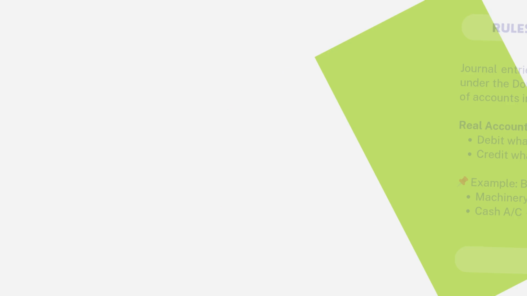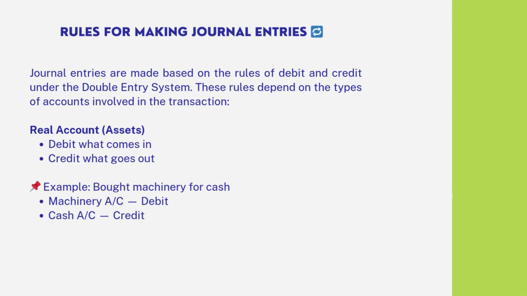Rules for making journal entries. Journal entries are made based on the rules of debit and credit under the double entry system. These rules depend on the types of accounts involved in the transaction. Real account, assets: debit what comes in, credit what goes out. Example, bought machinery for cash. Machinery account, debit; cash account, credit.